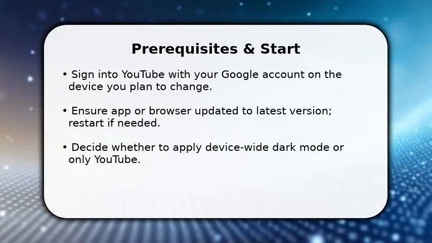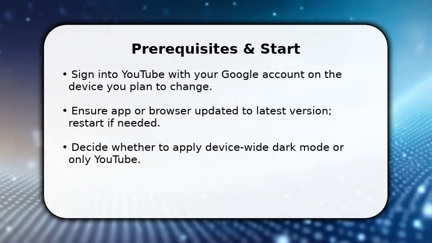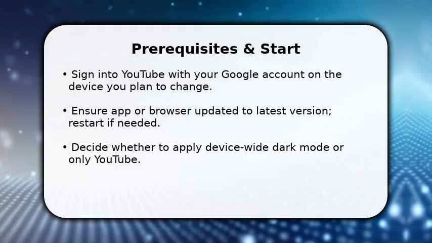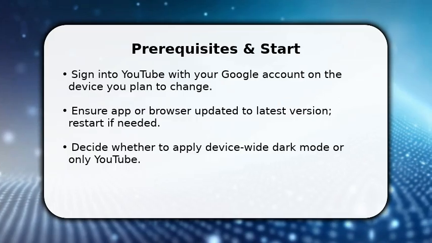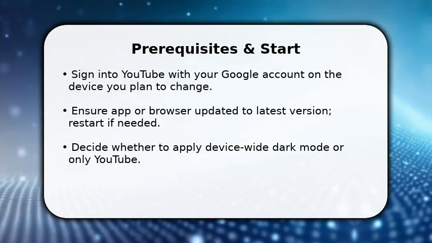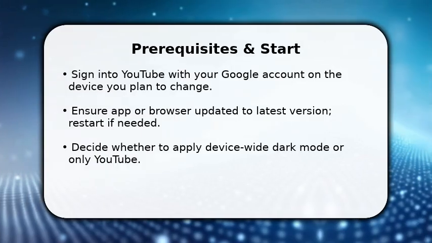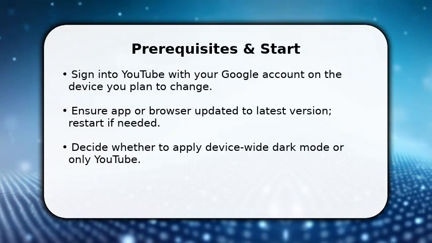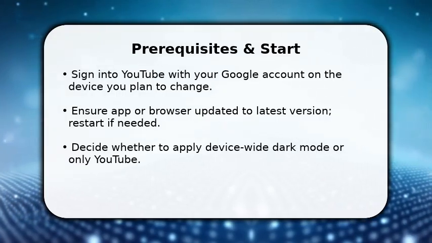You should already be signed into YouTube. Once done, open the YouTube app or website. Tap your profile icon to access settings because the theme switch lives there. Make sure your app or browser is updated so the dark option appears. If you prefer a system-level change, enable device dark mode first. Otherwise, proceed to YouTube-specific settings. Starting here avoids extra steps later and ensures the dark theme will apply correctly to your current session.